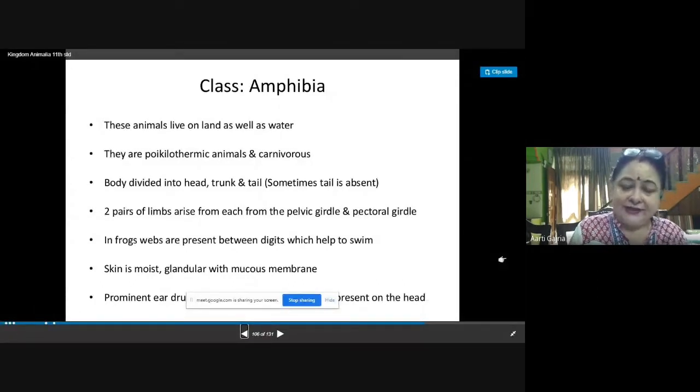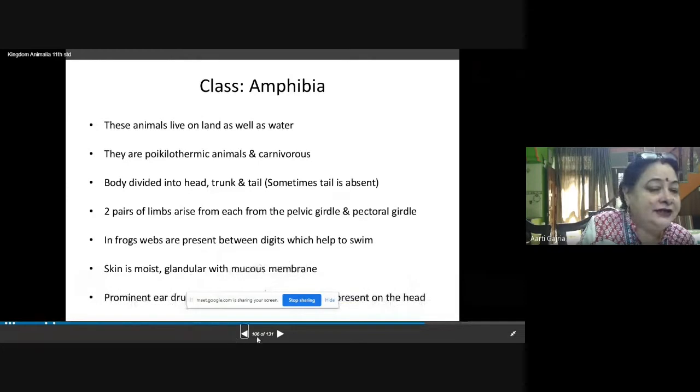Skin is moist, glandular, with mucous membrane. They may respire from skin also. They don't have scales on their skins, and their skin is not rough. Their skin is smooth, their skin is moist, and because of the presence of the mucus, their skin is moist and slimy, and the skin helps in the respiration. They have the prominent eardrum also, and that is called tympanum. So tympanum is present as an ear opening on the head.